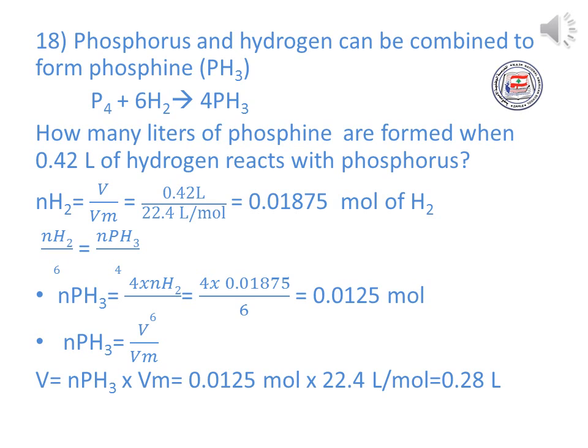0.01875 mole of hydrogen. Second step, write number of moles of hydrogen divided by the coefficient 6 equal number of moles of PH3 divided by the coefficient 4. So now find the number of moles of PH3, which is equal to 4 times number of moles of hydrogen divided by 6, and the answer is 0.0125 mole of PH3. The last step, finish by converting from moles to liters. So V equal number of moles of PH3 times molar volume, and the answer is 0.28 liters of PH3.